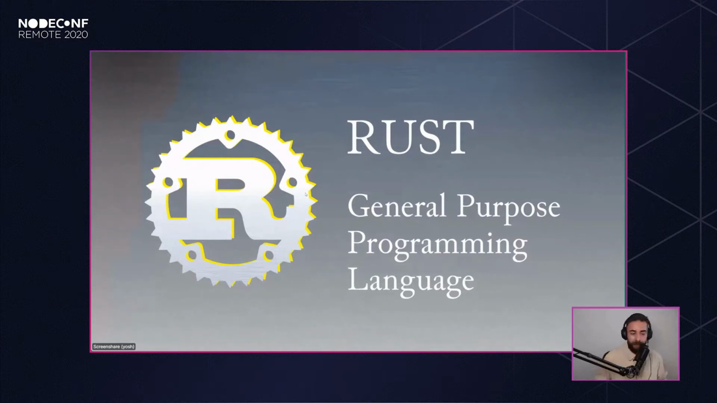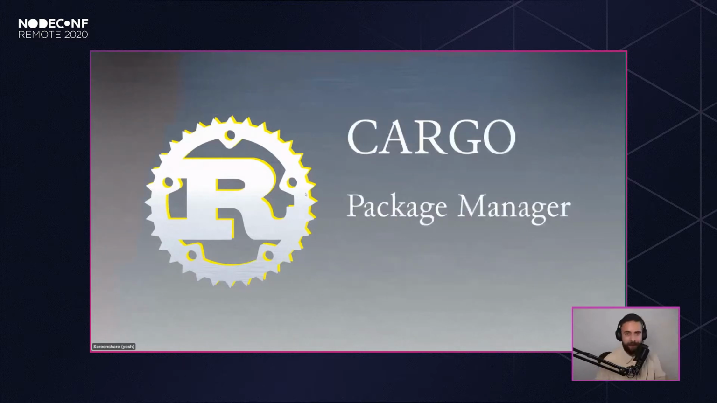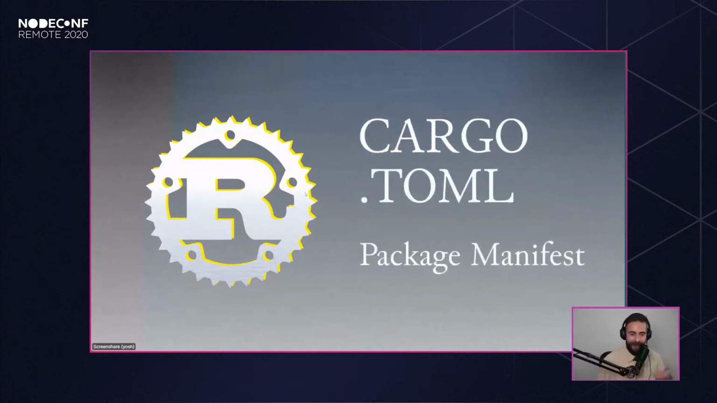Next up is Cargo, which is Rust's package manager. It's kind of like NPM, but for Rust. Differences are not too big, I think. Then there's Cargo.toml, which is the package manifest format, kind of like your package.json for NPM.